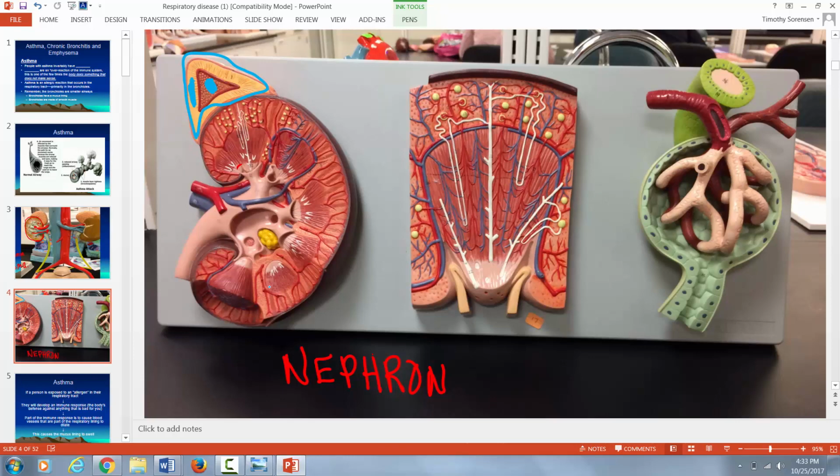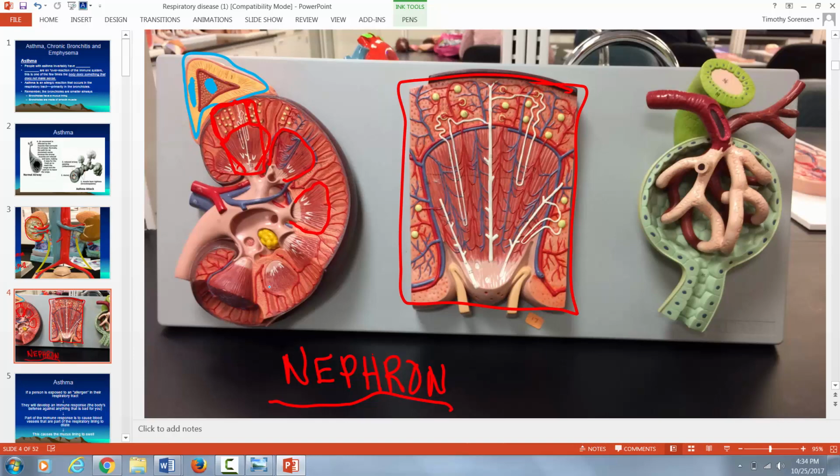So what you have here is a model of the kidney, and then you have a cross section here. The medulla of the kidney is divided into what are called renal pyramids. As you can see, they look like a pyramid, right? And embedded in the renal pyramids and in the cortex of the kidney are the functional units of the kidney called the nephron. So I'm going to take this little section here, and this is the blown up version of this section.